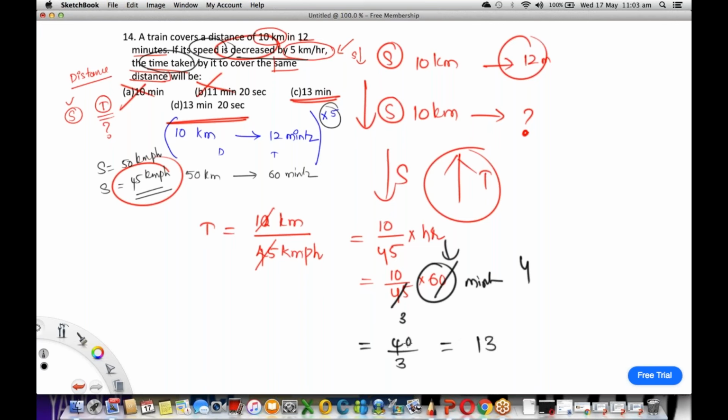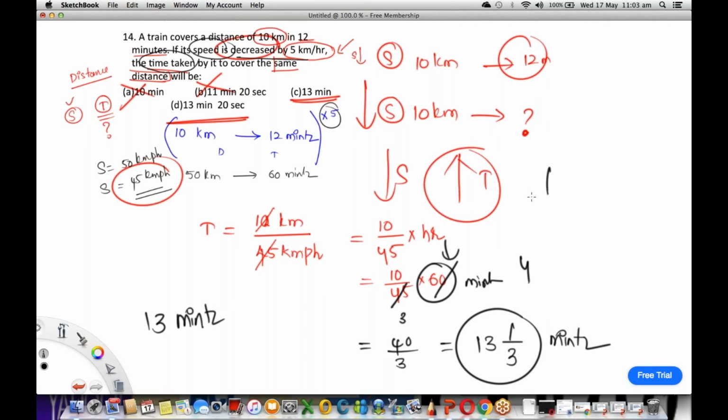3 times 3 is 9, we are left with 1, and the denominator is 3. So I can write it as 13 1 by 3. So what is 13 1 by 3? It is indicating the minutes. That is nothing but 13 minutes and 1 by 3 minute.